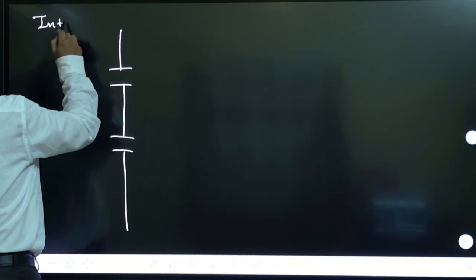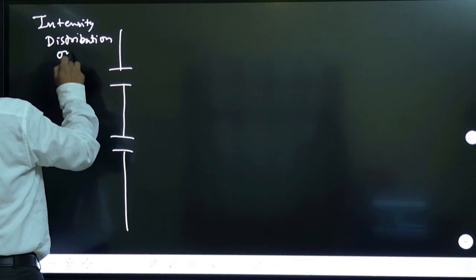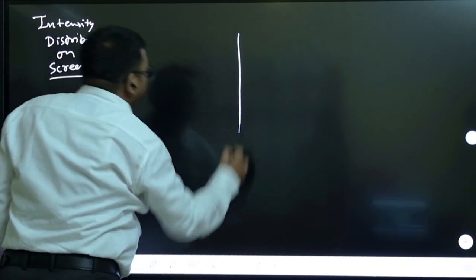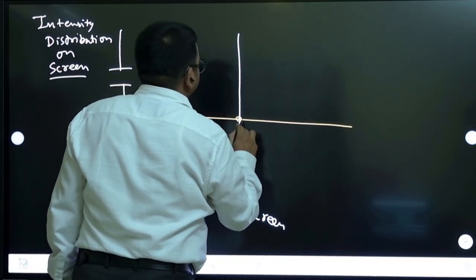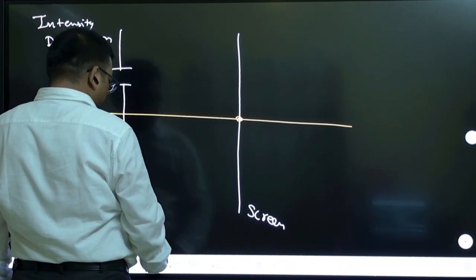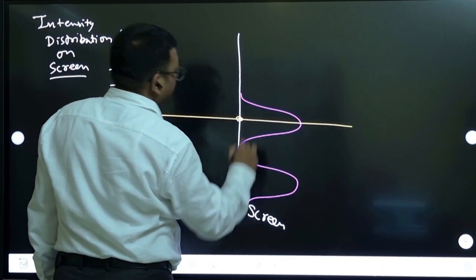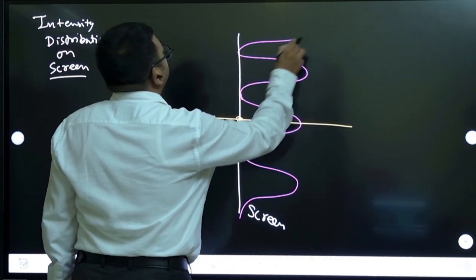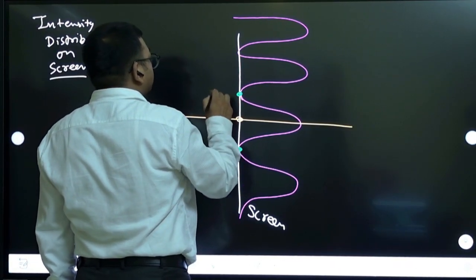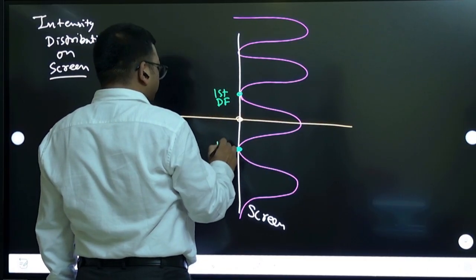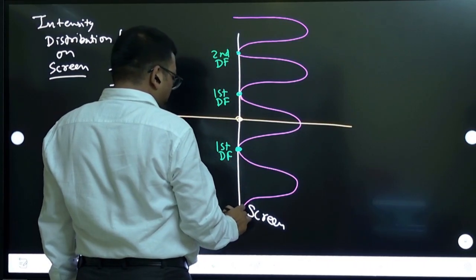Intensity distribution on screen. So this is the screen here, and suppose, for example, this is the central bright fringe. So you know the intensity distribution happens this way. This is maximum. These points which you can see here are minima. This is the first dark fringe. This is also the first dark fringe, but this is below. This is the second dark fringe. This is also the second dark fringe.